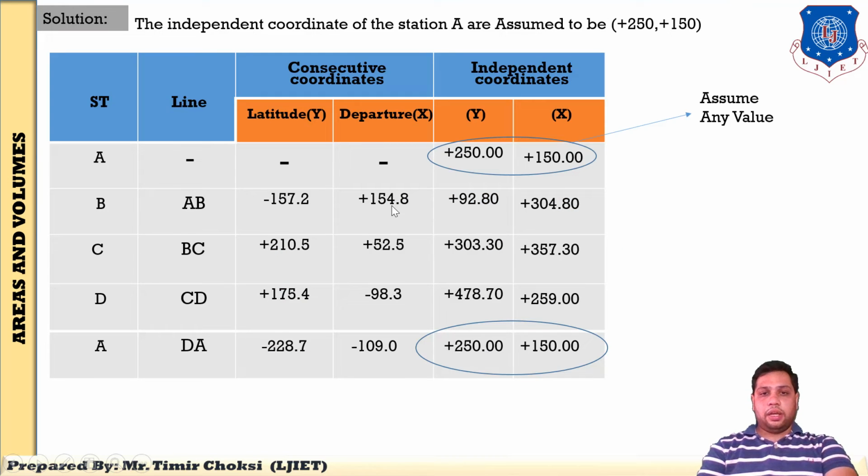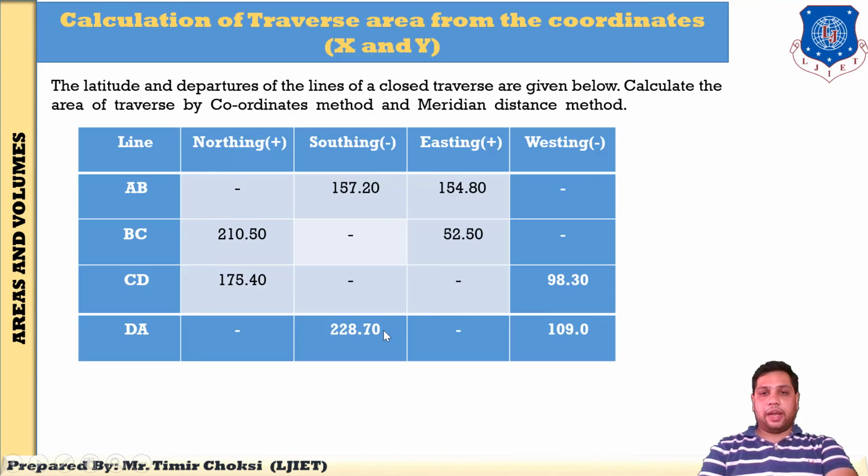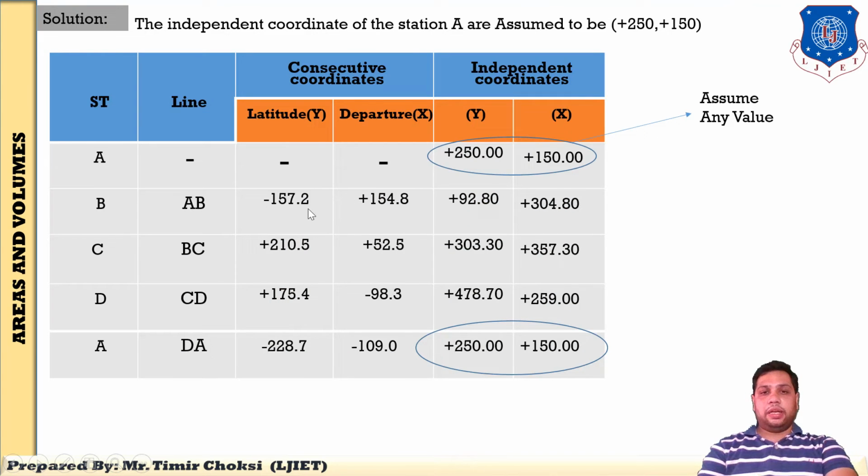So here I give the sign departure of lines AB and BC positive, but CD and DA negative. Why negative? Because CD and DA are running in a westing, and the departures of AB and BC are running in an easting. Now after giving the signs, the last step is to find the independent coordinates.